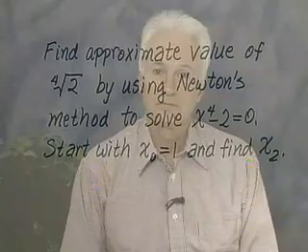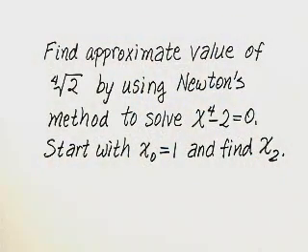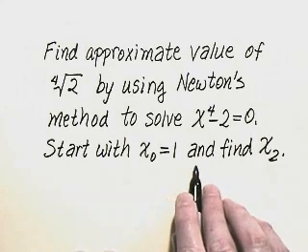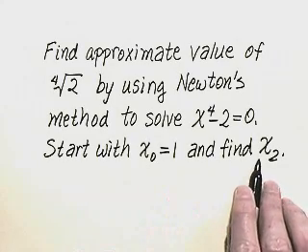Let's use Newton's method to find the fourth root of 2. Of course, that means get an approximation to the fourth root of 2. Find the approximate value of the fourth root of 2 by using Newton's method to solve x to the fourth minus 2 equals 0. Start with x naught equal 1 and find x2.